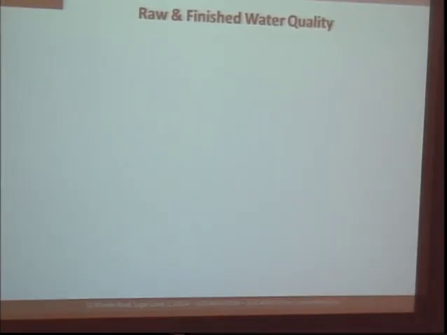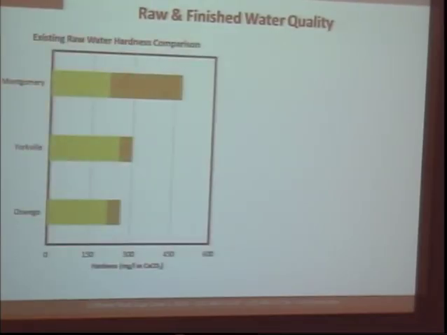I want to talk a little bit about water quality. First, we're going to talk about raw, then we're going to talk about finished. Each one of the communities has deep wells. The hardness of those deep wells would generally be this light bar coming out. So the hardness in Yorkville, for instance, deep wells is upwards of 250 milligrams per liter, slightly less in Montgomery and Oswego. Now, Montgomery has the shallow wells too, which are of higher hardness, so that's why your raw water hardness is higher than the other communities.